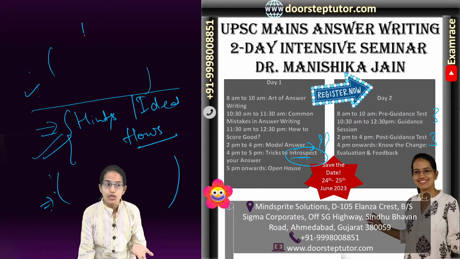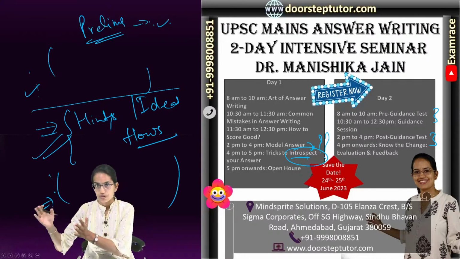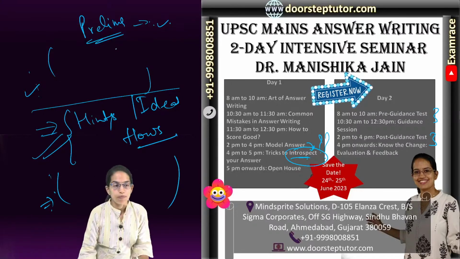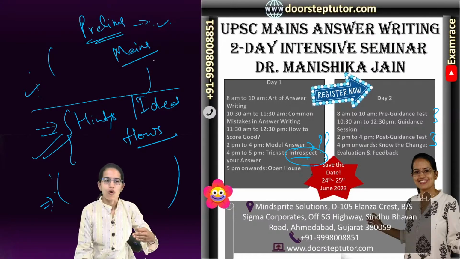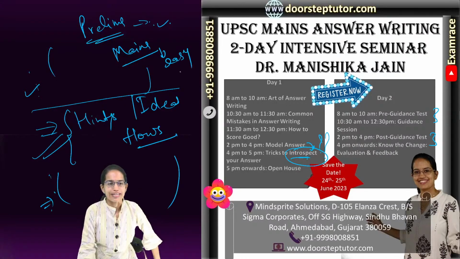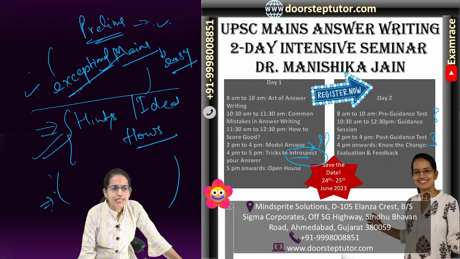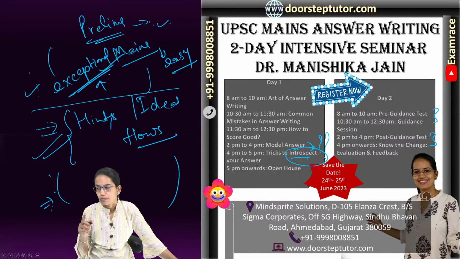Note that students who are qualifying prelims are already good. Since they are already good, they have knowledge, they have qualified prelims. So your competition for mains definitely is tough. But this tough competition could be made very easy by making your writing exceptional. And that's one of the key things that I think most of the students miss.